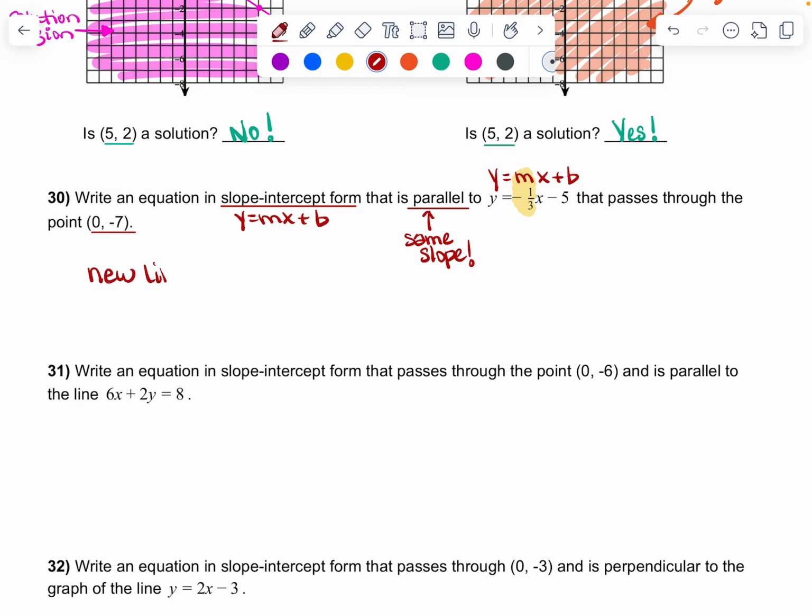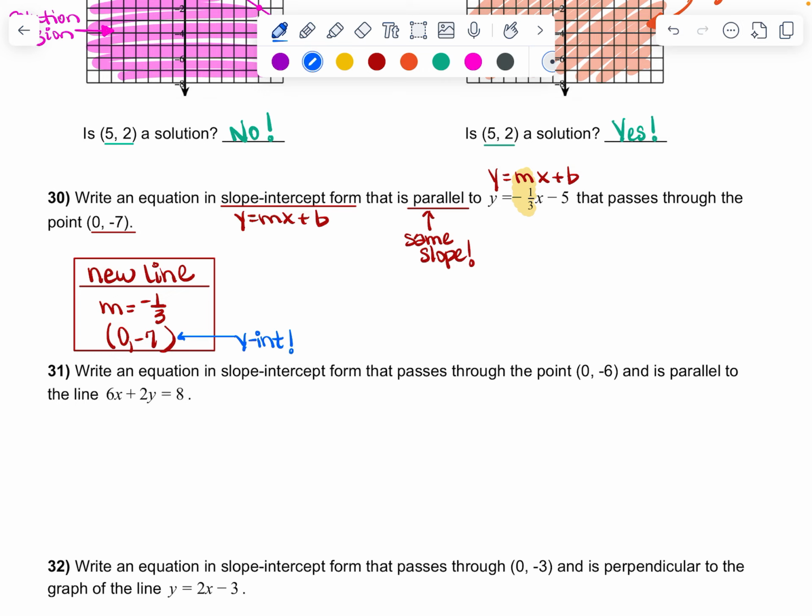Now, I always like to do this. You don't have to, but I always kind of like to keep track over here of everything I know about my new line. I know he has to have the same slope as this guy, so -1/3. And he has to pass through the point 0, -7. Now, I don't know about you, but I'm kind of doing a little happy dance when I see the point 0, -7, right? Because he is a y-intercept, right? Yay! All right, we love getting y-intercepts.